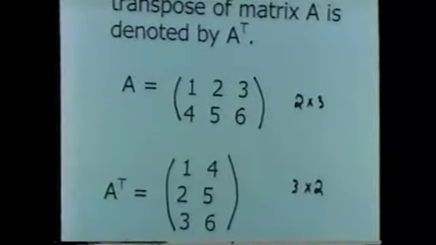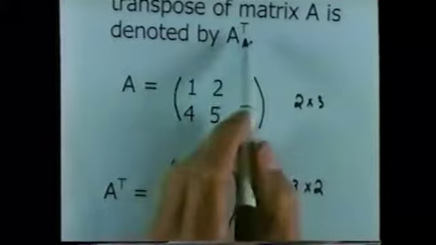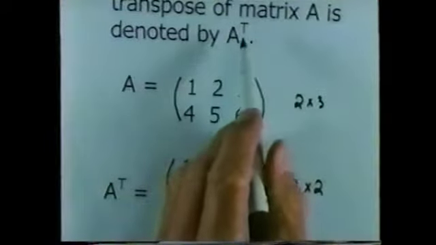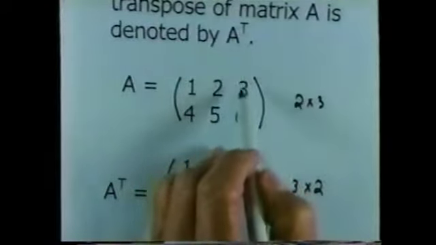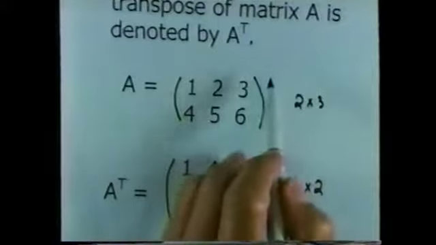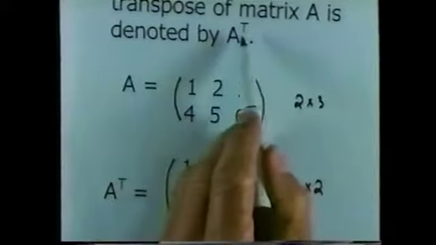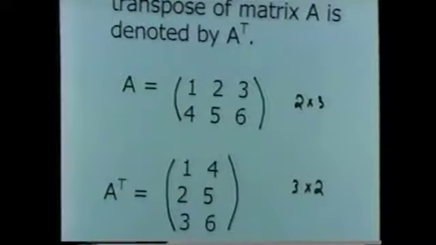The transpose is very important because in some instances we could not multiply by matrix A because the dimensions didn't match, but we might be able to multiply by the transpose.